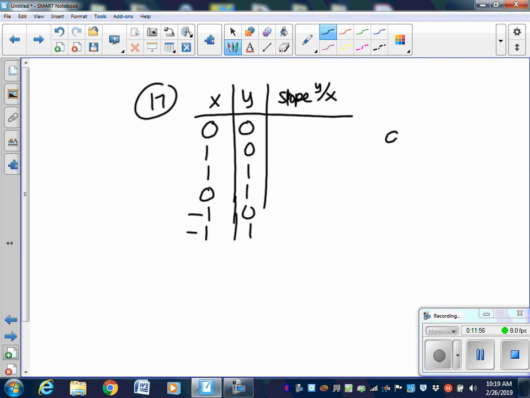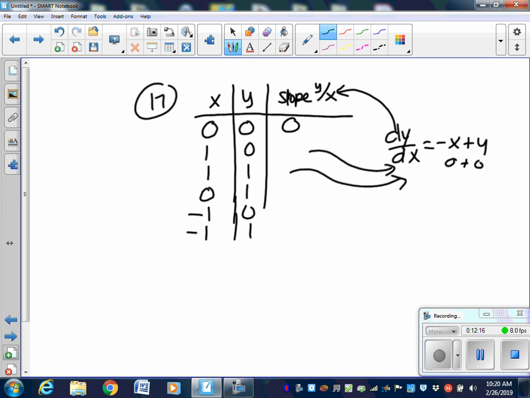And basically what you have to do is dy/dx is called the slope. Negative x plus y, that's your slope. And all you're doing is plugging the 0, 0 in here, and that's how we got 0. And then you plug 1, 0 into here. And then you plug 1, 1 into there, and so on, and it's going to look like this for your table. And then I'm not going to do them all. I'm just going to do maybe this one and this one.